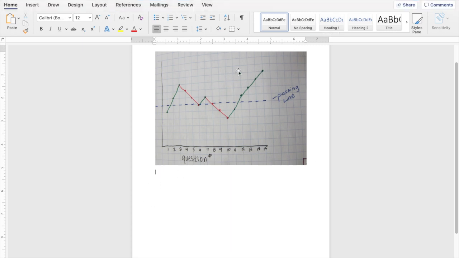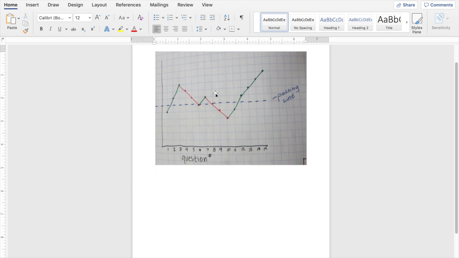So on this graph, you'll see that the green line, which I will point to, is the answers that this person answered right, and the red line is the questions the person answered wrong. The blue line that I'm pointing to is the passing line, or the line that the NCLEX believes is the minimum passing standard that people need to meet before they can go out into the field as a nurse.